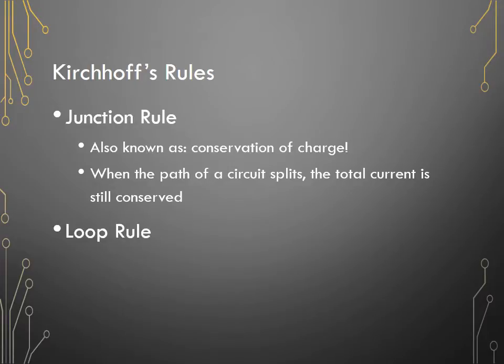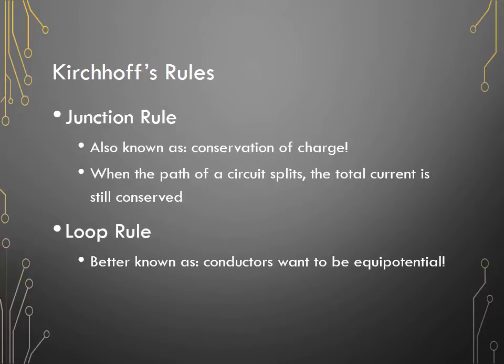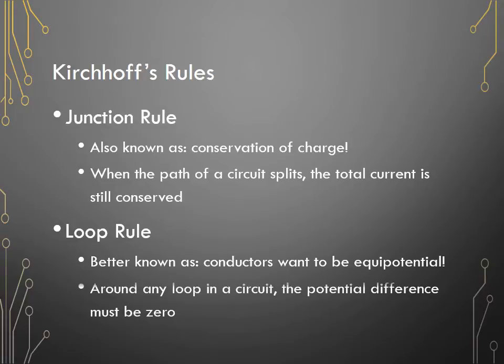The loop rule is the second rule. It's better known as conductors want to be equipotential. So if I have a wire that's connected to the positive terminal of the battery, I have to assume that it's at the same potential as that terminal of the battery until I hit some resistance and I get a voltage drop. All right, because I then dissipate some power, I use some of my energy. So around any given loop in a circuit, the potential difference must be 0.